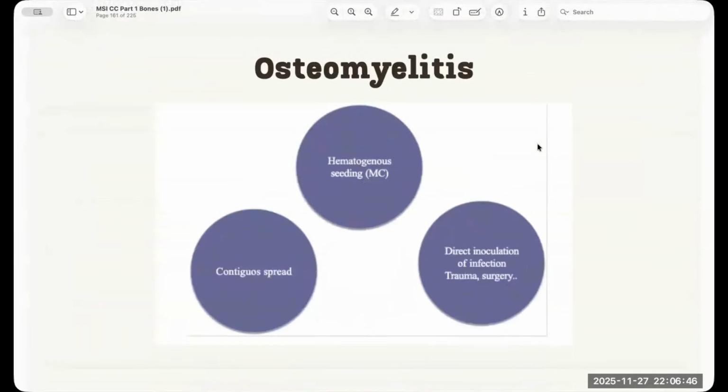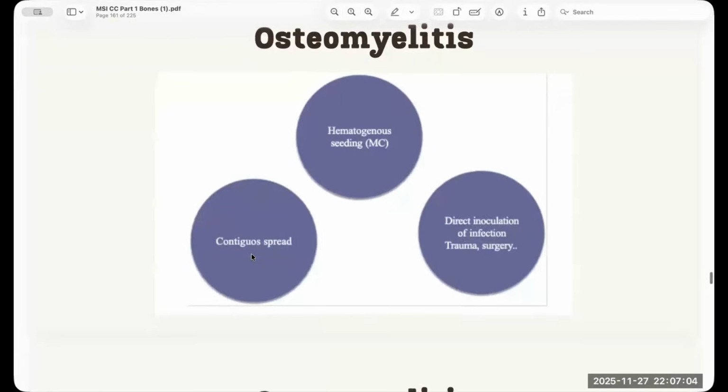Now, osteomyelitis can be spread in three ways. Okay, so there's hematogenous spread or seeding. This is the most common, through blood. Then direct inoculation of infection, for example from surgery, I mentioned this, or contiguous spread. So it's spread from a nearby infection. Okay.